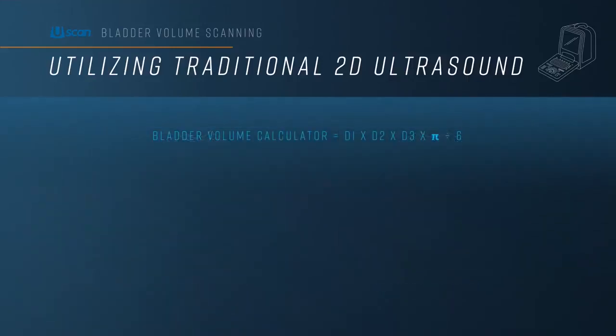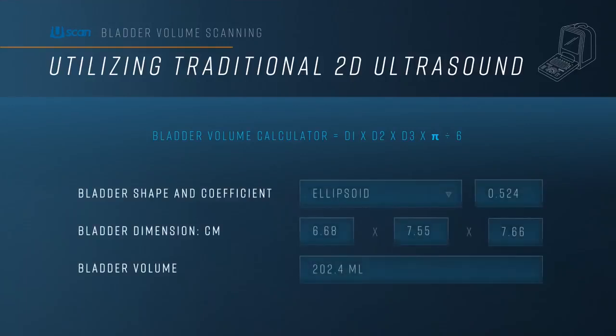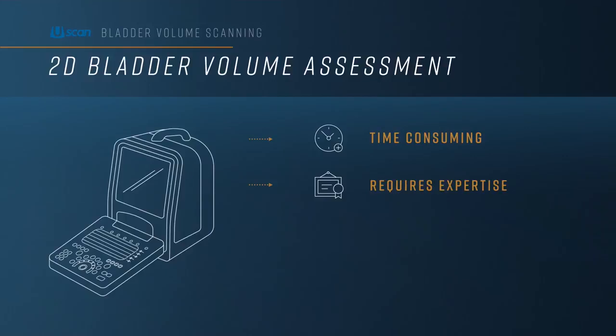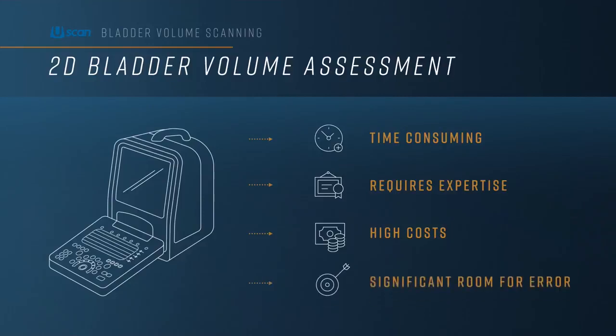To create a 3D representation of the urinary bladder so that one can apply the ellipsoid equation, 2 images and 3 measurements are necessary. This is time-consuming and requires the added expense of an ultrasound machine. Using a traditional ultrasound imager to measure bladder volume is not the most practical method of doing so for several reasons. It's time-consuming. The calculation requires expertise in the use of an ultrasound imaging device. There is an associated cost to the ultrasound machine and its maintenance, and the calculation leaves significant room for error.